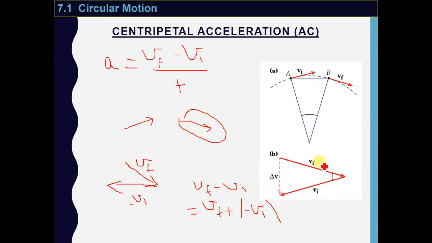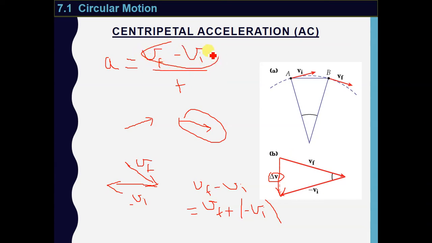See girls, this is a better drawing. So this is V final and we add its opposite, which is negative Vi. Okay, the resultant, it's drawn always from where to where? From the tail of the first to the head of the last. So this is delta V, which is V final minus V initial.